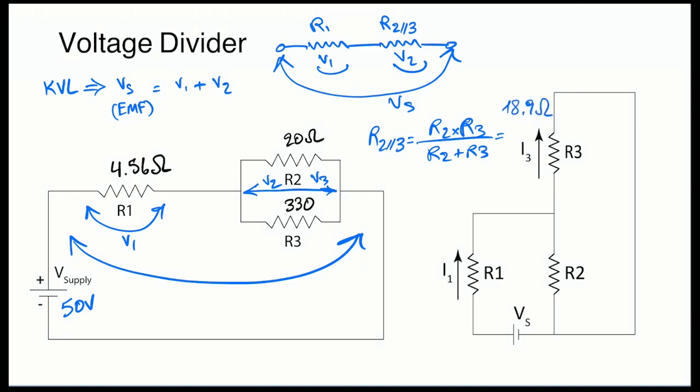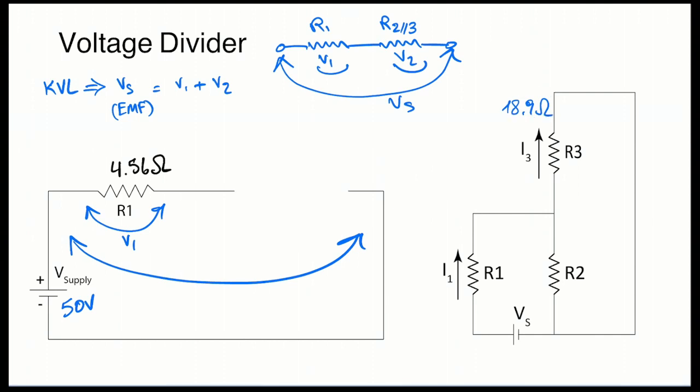18.9 ohms. You can also use the second one, which is 1 over R2 3 is equal to 1 over R2 plus 1 over R3. Either way, you are going to get this result. Which means that what we're doing is we are putting another resistor here that is the equivalent of R2 and R3 in a value of 18.9. So R2 and 3, the equivalent. And we're going to say now this is going to be V2. Okay? All right.